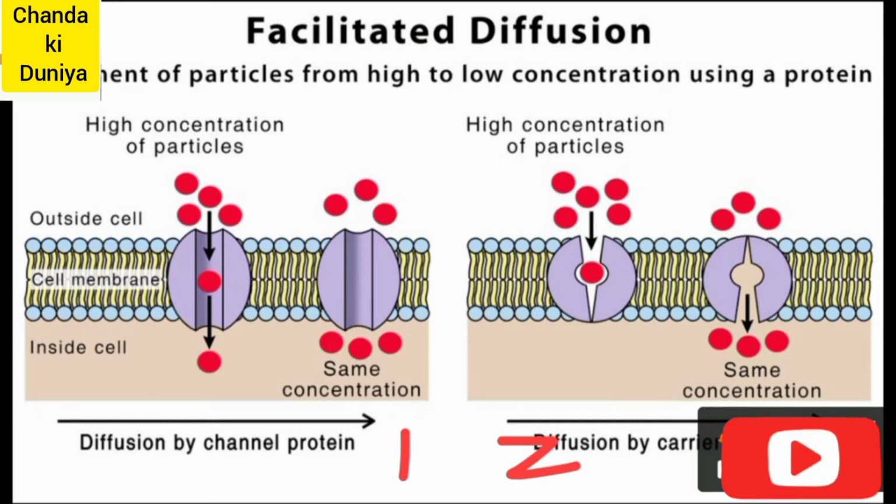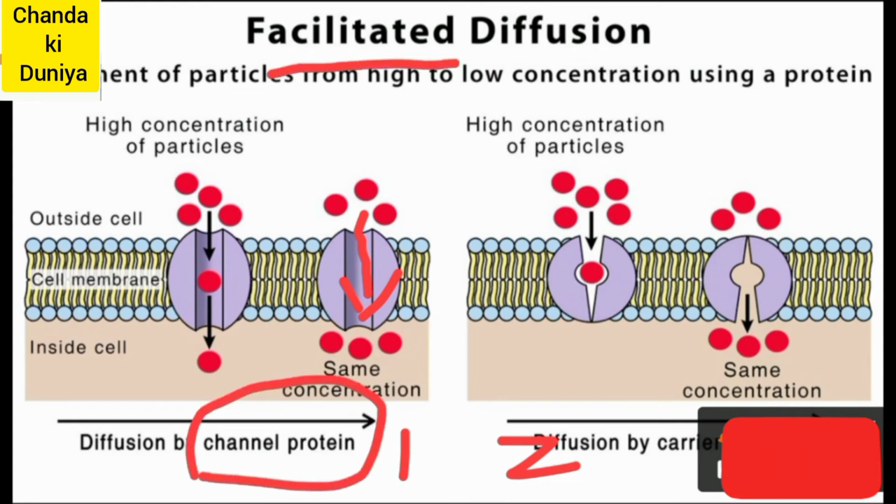So the protein gives them the path. Just because of the protein, they easily pass through the cell membrane and can easily go to the other side. So this is called facilitated diffusion by channel protein. Channel means something giving the path to the molecules, and proteins give the path to the molecules. So these are channel proteins.